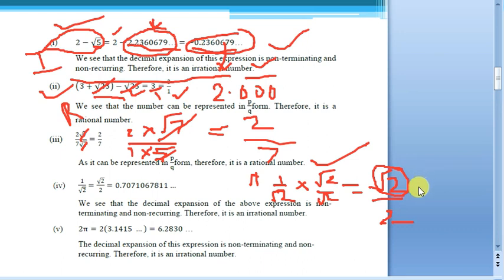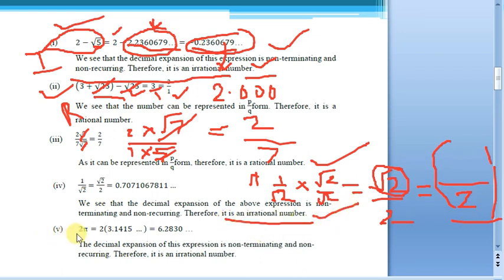Why? Because the decimal expansion of root 2, if you see, is going to be non-terminating and non-repeating, and we are taking half of it. That means you are dividing by 2. So then also the entire quantity is going to be non-terminating and non-repeating only. So that is why it is going to be an irrational number.